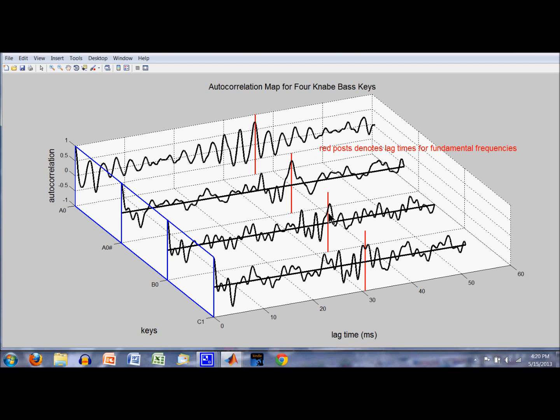Peak occurs again, same place for the A0 sharp at the fundamental. It's a little bit off here for B0, and then you see it's right in the center, a little dip, the peak here for the C1. So according to the autocorrelation, the pitch of each of these notes, if you will agree that it comes at the highest peak, is pretty close to the fundamental frequency.